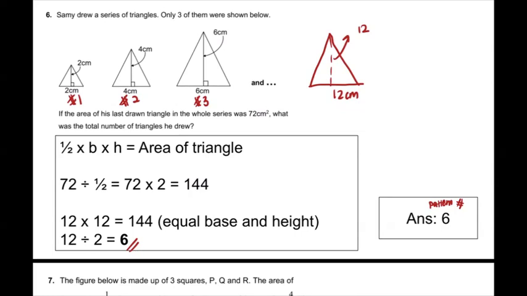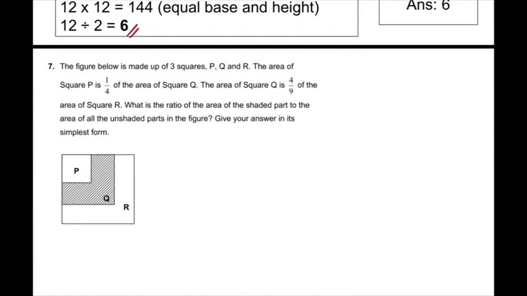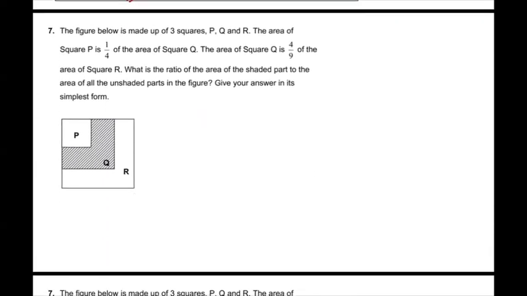Now let's move on to the next question. Question number 7. The figure below is made up of 3 squares, P, Q, and R. The area of square P is 1/4 the area of square Q. The area of square Q is 4 out of 9 of the area of square R. So what is the ratio of the area of the shaded part to the area of all the unshaded parts in the figure? So give your answer in its simplest form.